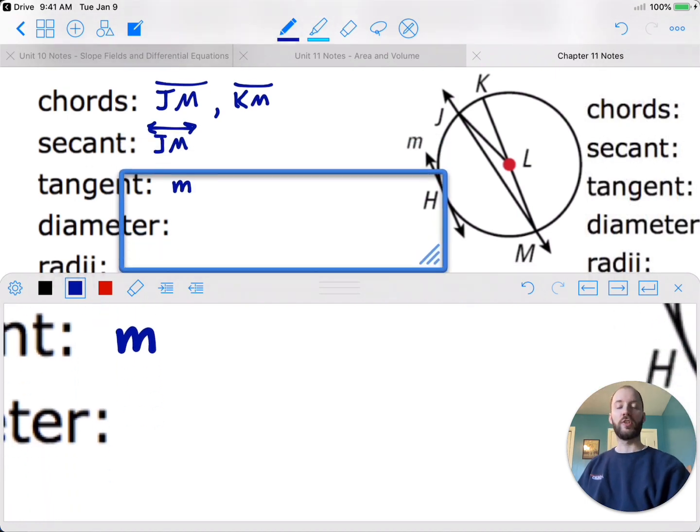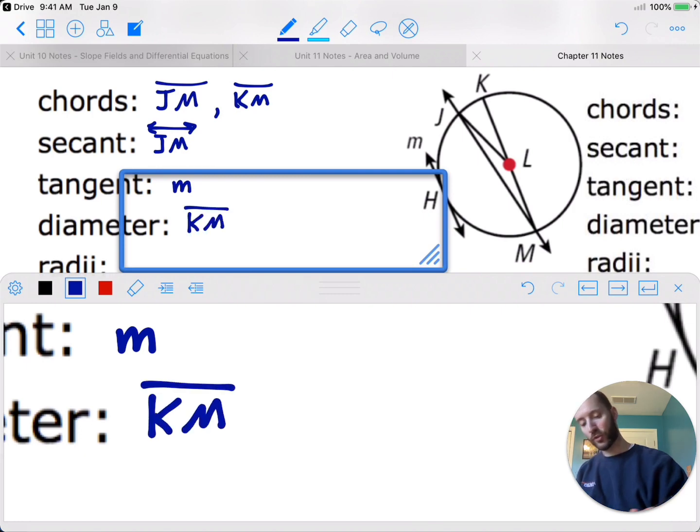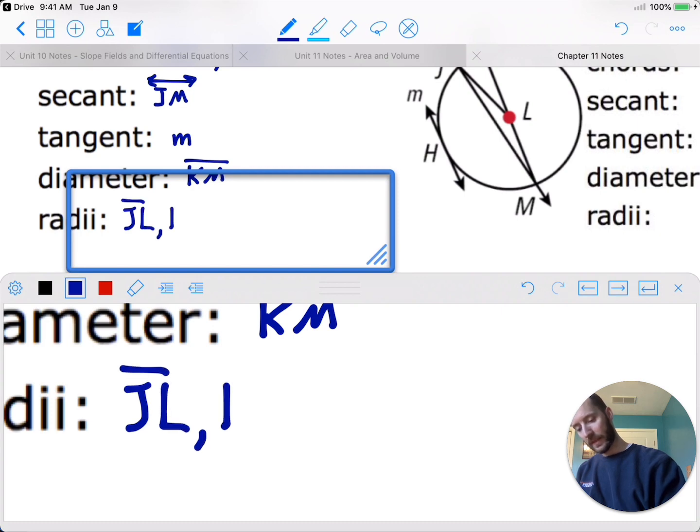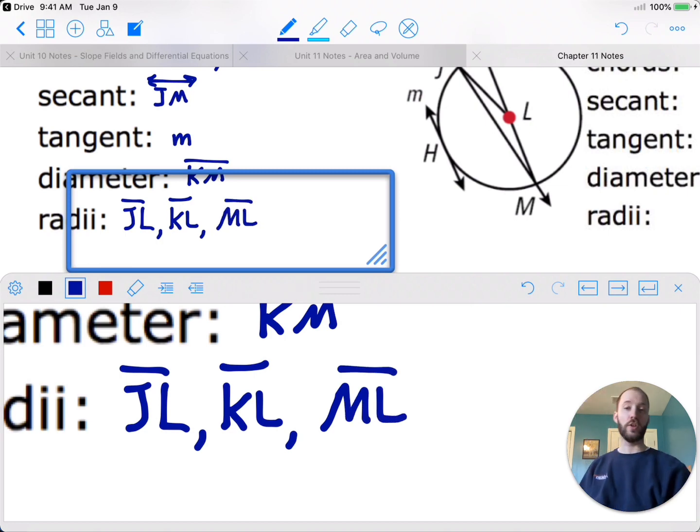A diameter, already addressed that. A diameter is a secant that goes through the center, point L. So KM is that also. Radii, we have 3. JL, KL, there we go. And ML. You'll notice all those radii have point L as a point because radii go from the center to a circle.